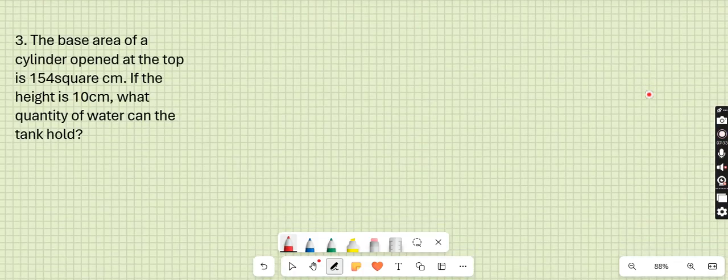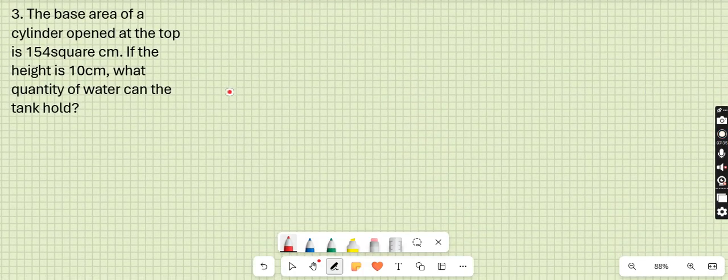Let's move on to the third question. The base area of a cylinder opened at the top is 154 square centimeters. If the height is 10 centimeters, what quantity of water can the tank hold? Quantity of water speaks about the volume. It's the volume we are looking for.